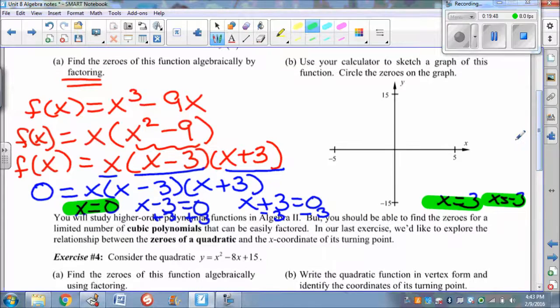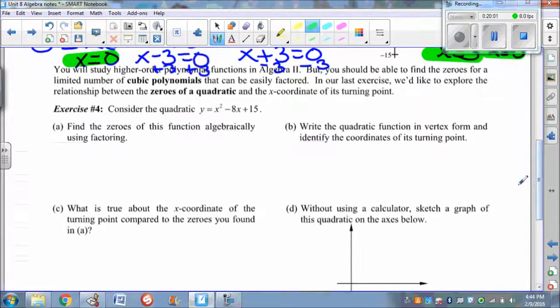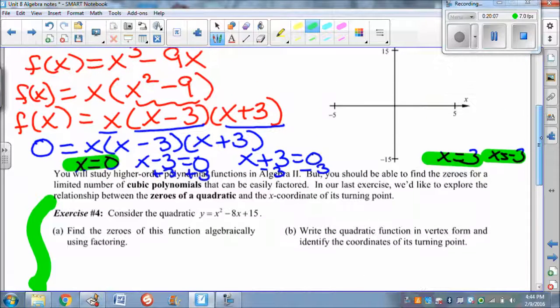Now, I want you guys to sketch it and see what this looks like. This one's going to be kind of cool. Okay, it's cubic. It's going to look a little different, but you should see it cross at 0. It's going to cross at 3, and it's going to cross at negative 3. All right, and I'm going to have you do 4 on your own. All right, nice job, guys.